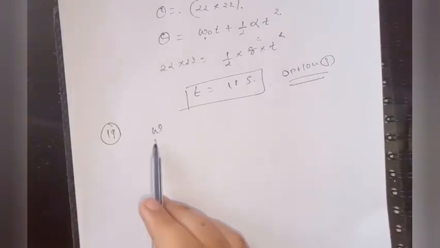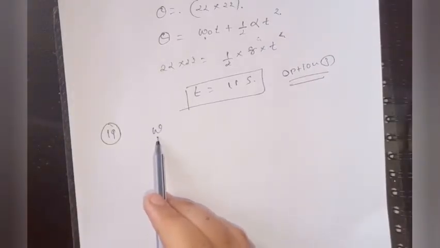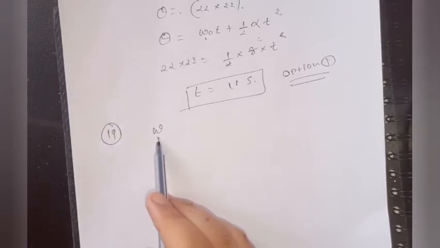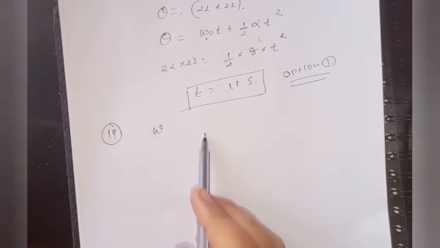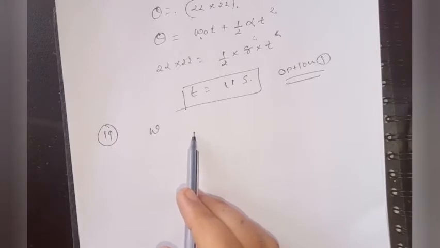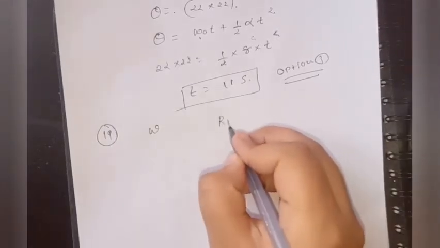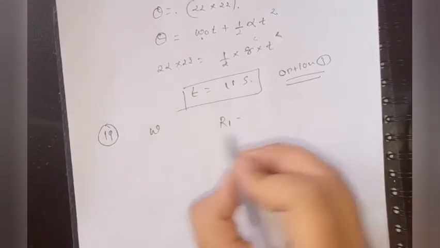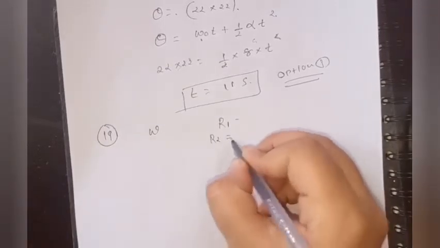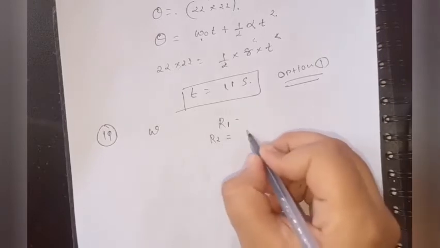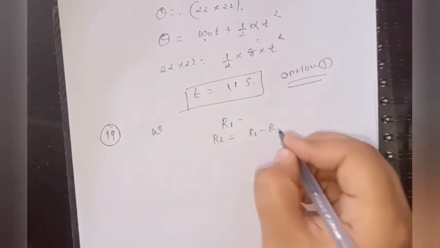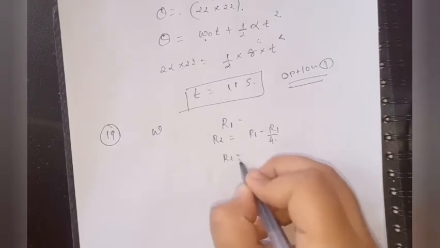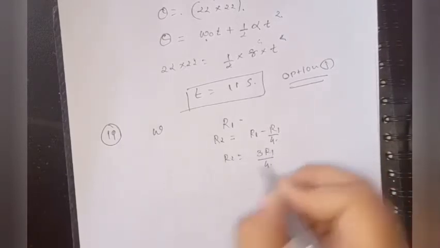In question number 19, it is given that a ballet dancer initially is rotating with angular velocity omega. Now the ballet dancer folds his body close to his axis of rotation, by which radius of gyration decreases by 1 by 4. Let's say initial radius of gyration was r1. Now he decreases its radius of gyration by 1 by 4. So new radius of gyration will be r1 minus r1 by 4. So r2 will be 3r1 by 4.